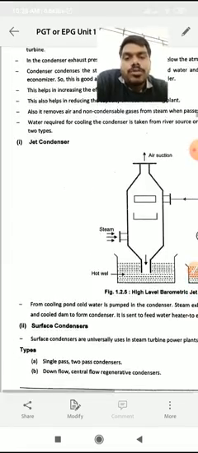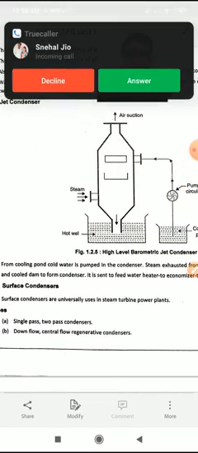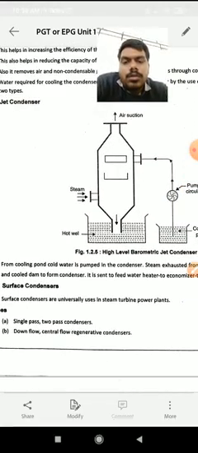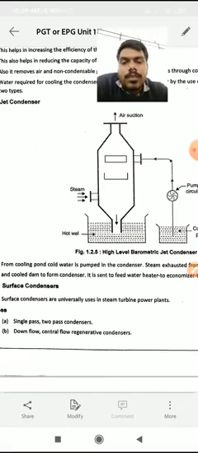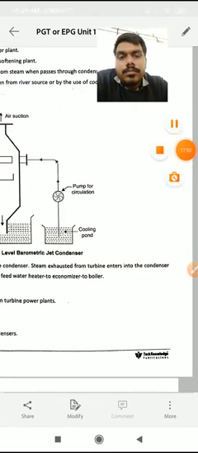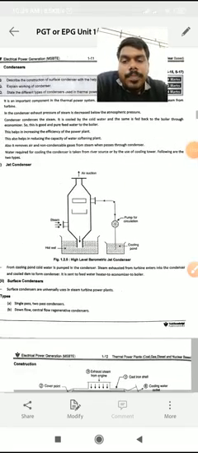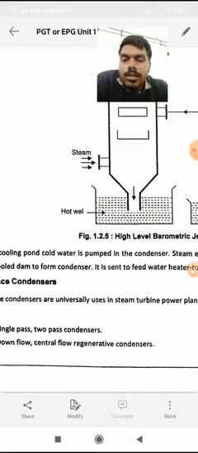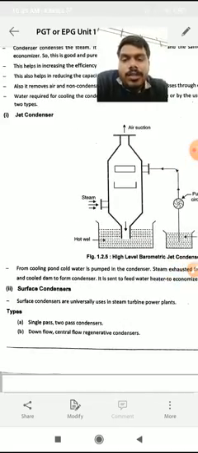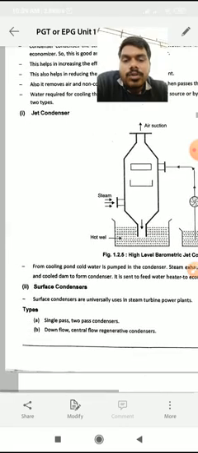There are two types of condenser: jet condenser and surface condenser. What is a jet condenser? For cooling, cold water is pumped into the condenser. Steam exhausted from the turbine enters the condenser and is cooled, forming condensate. It means the cold water itself is used as the condenser. It is sent to the feed water heater, then to the economizer, then to the boiler.